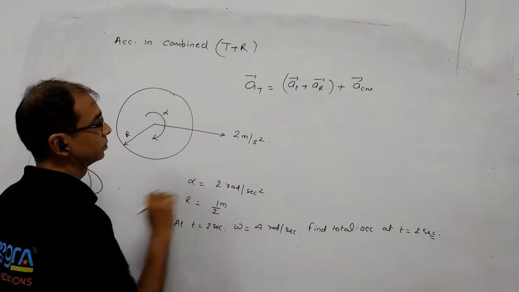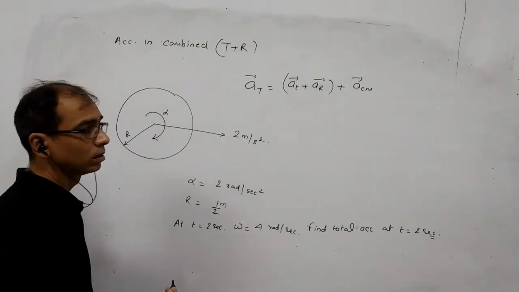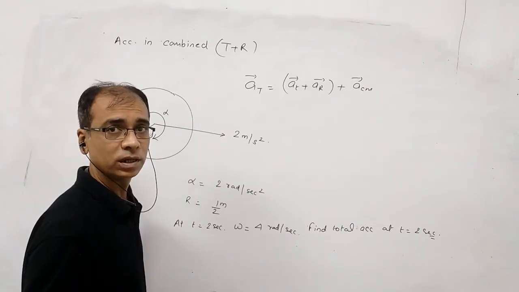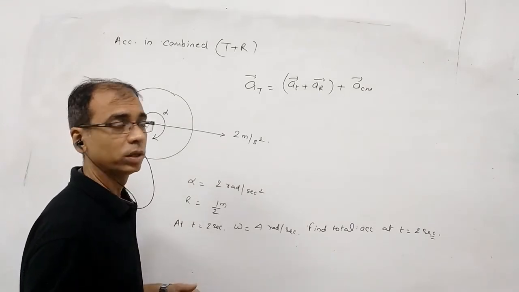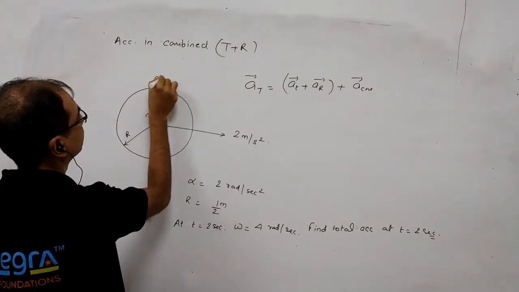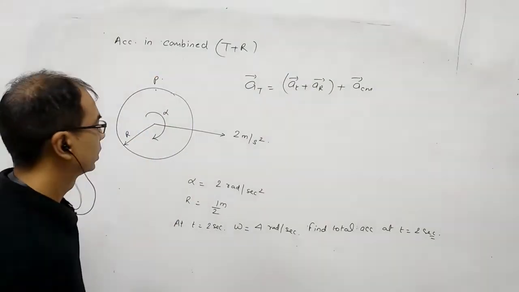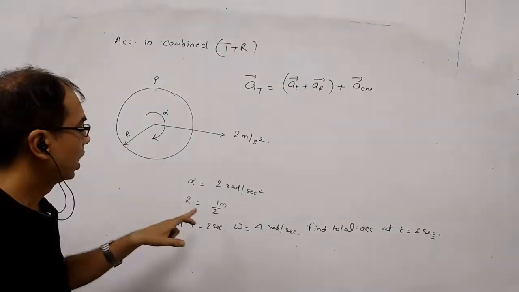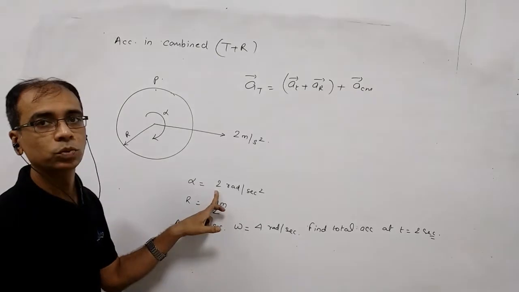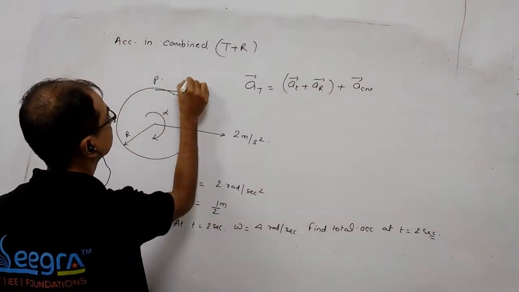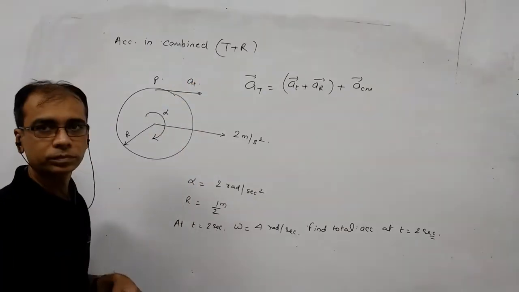Now AT, what is AT? AT is R alpha. For which particle we are finding? That is also important for us. So let's say this point V. For this point we are finding. So AT is R alpha. R is half, alpha is 2. So R alpha means 1. Which direction? This direction is AT.